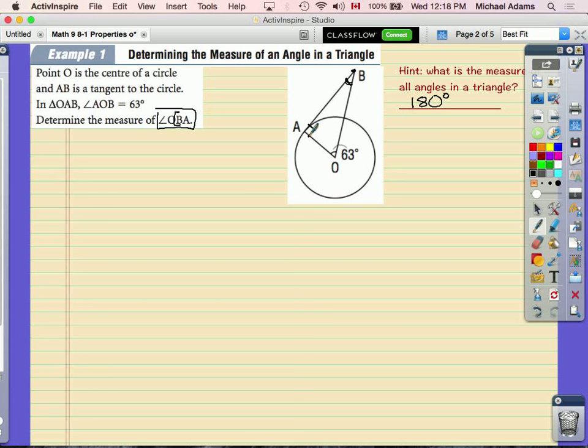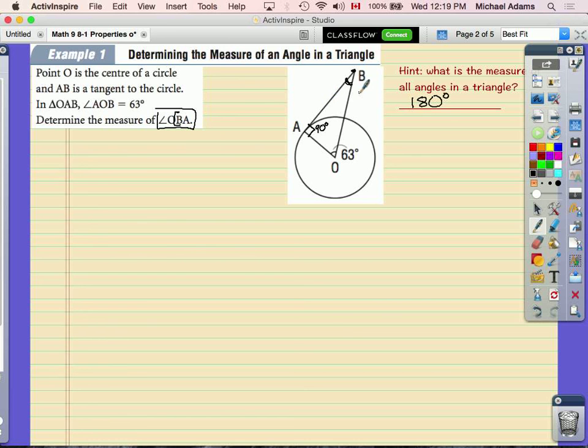This angle right here is perpendicular, or this line is perpendicular to this line, so we know it's 90 degrees, because line AB is perpendicular to line AO, so therefore it's 90 degrees. And we know that AB is a tangent line. So if that's the case, now let's find our missing measure.